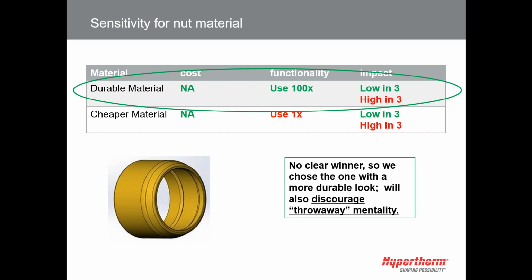We realized that we had a choice: we could make it out of a really durable material and educate and communicate that it was to be reused extensively, or we could make it out of a really cheap material and expect it to be considered a throwaway item. As you can see there, we kind of split the difference, with the durable material having high impact in 3 categories and low impact in 3 categories, and the inverse being true for the cheaper material. So with no clear winner, we decided to go with the durable material, trying to discourage that throwaway mentality. Next slide.